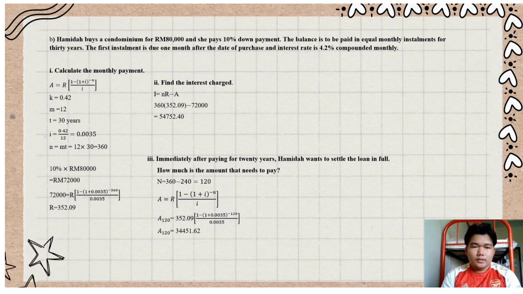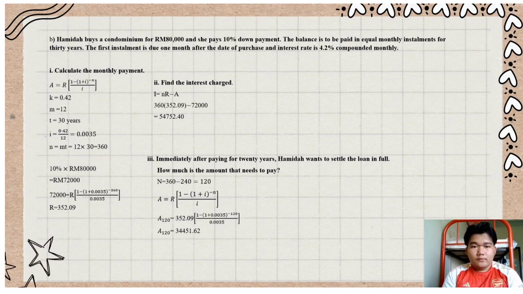A equals R in bracket 1 minus (1 plus i) to the power of negative n, per i. k equals 0.042, m equals 12, t equals 30 years, i equals 0.042 per 12 equals 0.0035, n equals mt equals 12 multiply 30 equals 360. 10% multiply 80,000 ringgit equals 7,200, so A equals 72,000 ringgit. 72,000 equals R in bracket 1 minus (1 plus 0.0035) to the power of minus 360, per 0.0035. R equals 352.09.